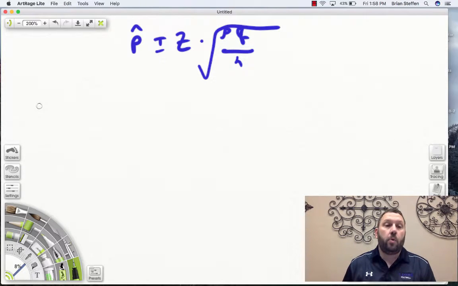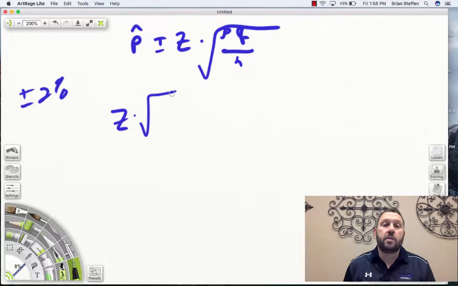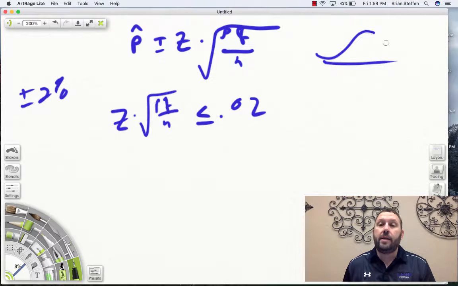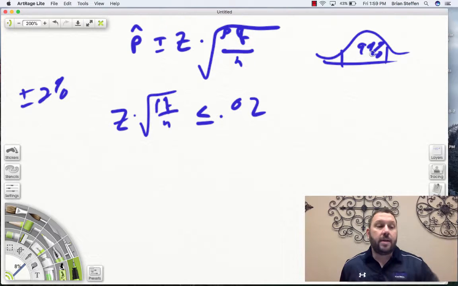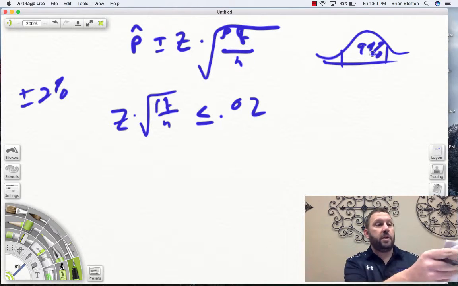This is like political polling. If I want to be plus or minus 2%, that means I want z times the square root of pq over n to be less than or equal to 0.02. All right, and now let's say we're going to do a 99% confidence interval. Let me grab my table here.